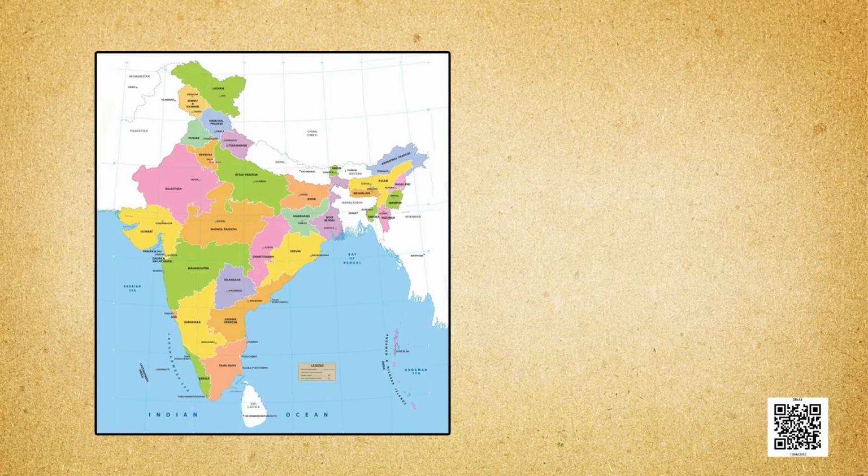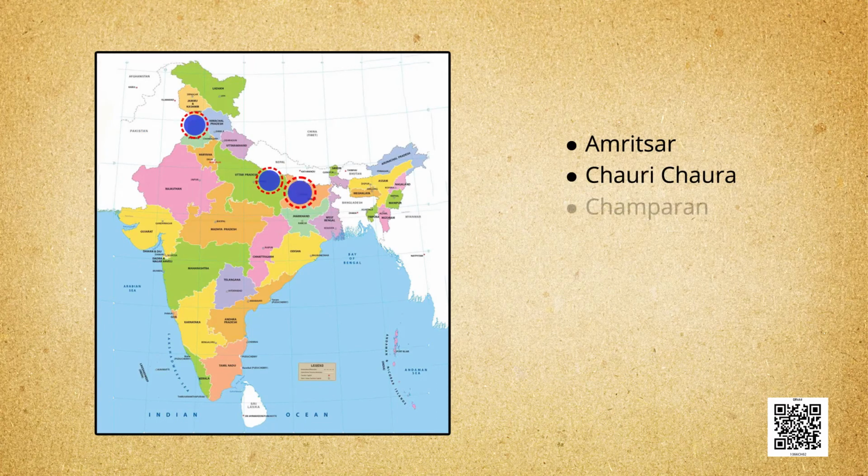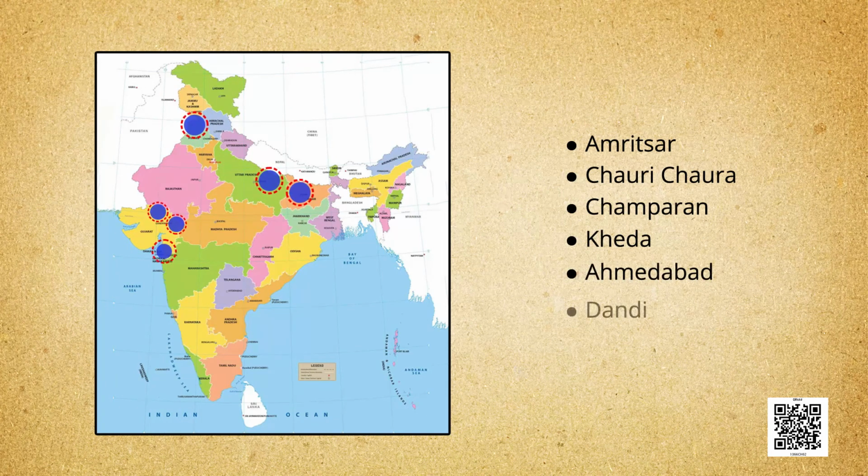Now let's take a look at the map of India and locate some of the important places that we read about in the lesson. The first one is Amritsar. Next is Chauri Chaura. Then we have Champaran. Next is Kheda. Next we have Ahmedabad. And the last one is Dandi.